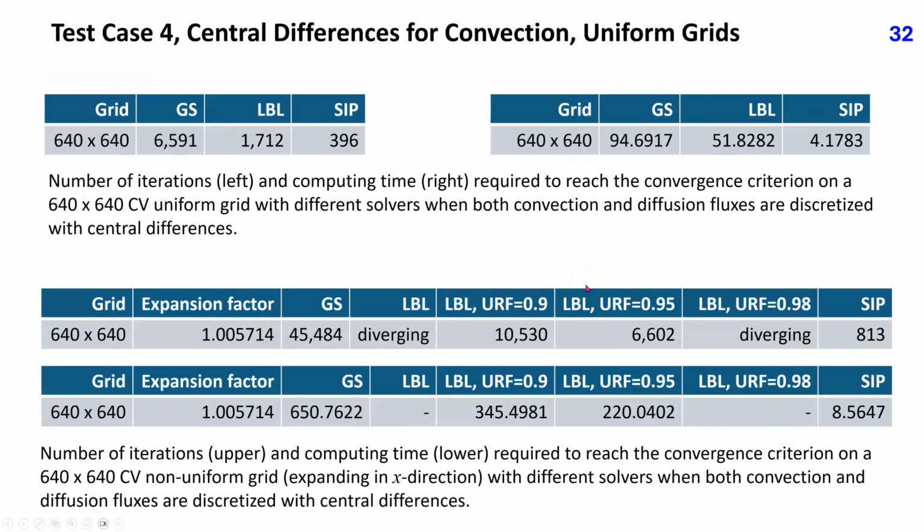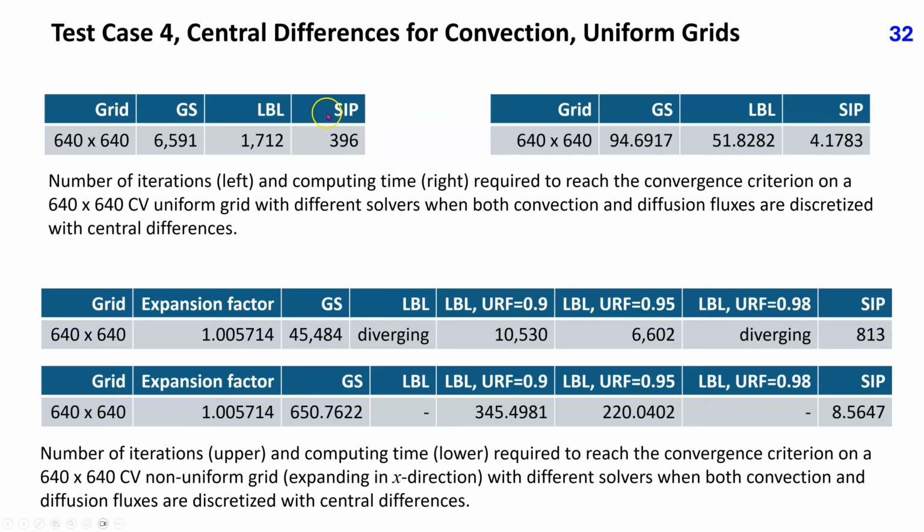This slide shows the number of iterations and computing times required by the GS, LBL, and SIP solvers to reach the convergence criterion on uniform and non-uniform grids when convection fluxes are computed using linear interpolation to determine the convected variable value at the cell face centroid.